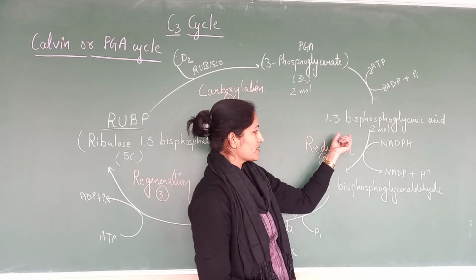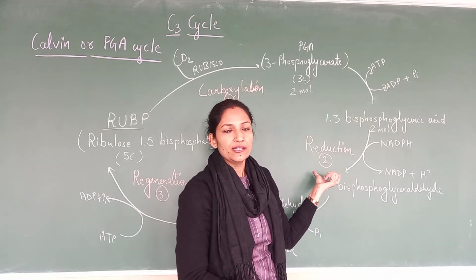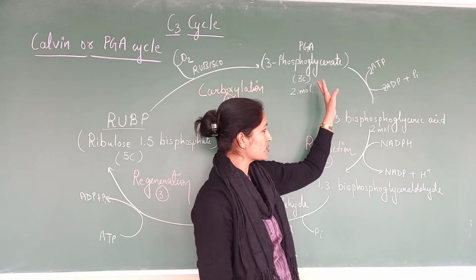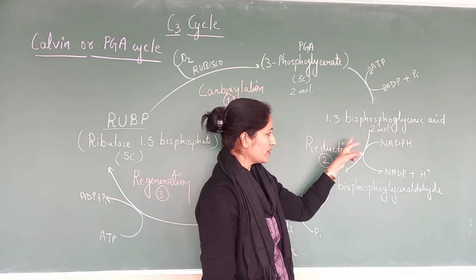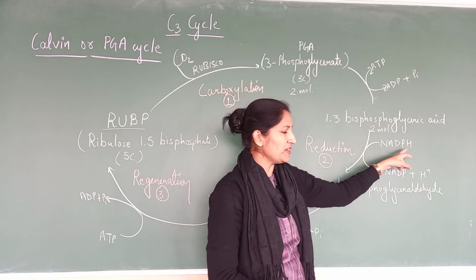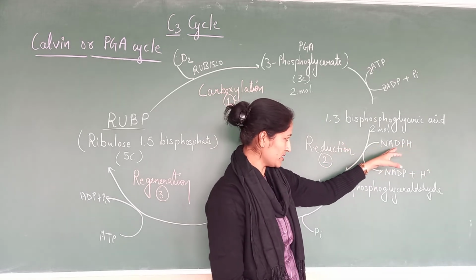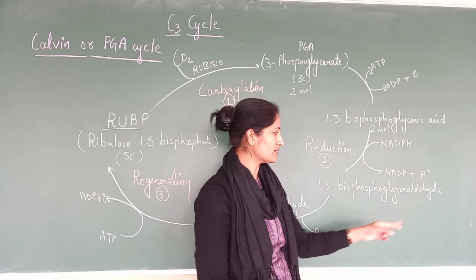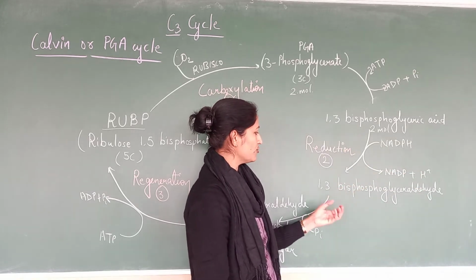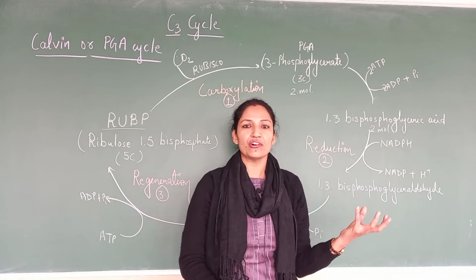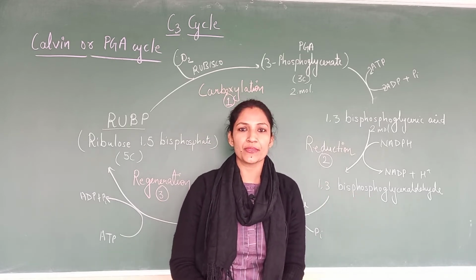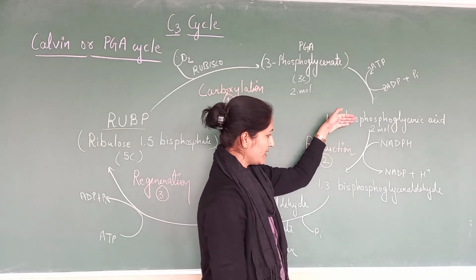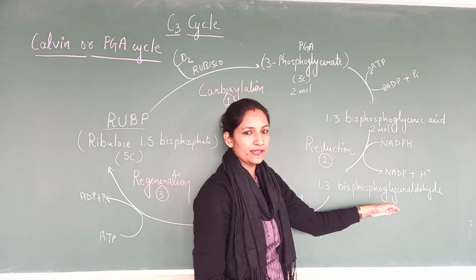Now, second step is reduction. Reduction of this first stable product, this one. So this is going to be reduced by using NADPH. That NADPH gets oxidized to form NADP plus H positive ions and reduce this into 1,3-bisphosphoglyceraldehyde. Whenever acids are reduced, they form aldehydes. So this is an acid, this is aldehyde, okay.